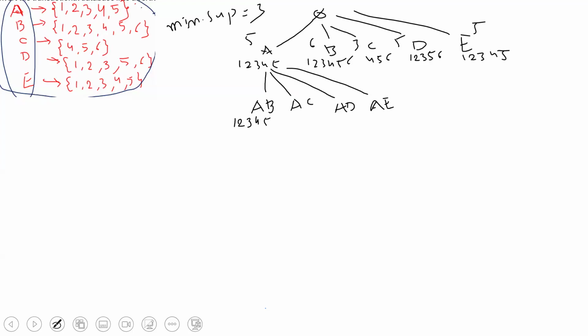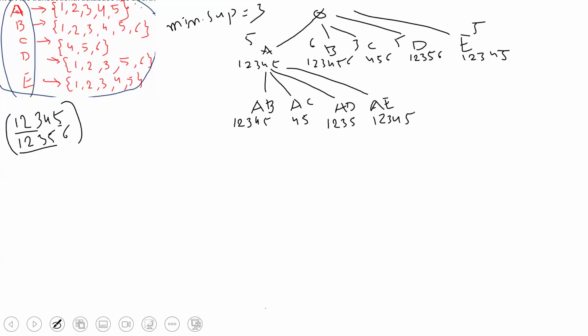What is the intersection of A and C? It is 4, 5. What is the intersection of A and D? A is 1, 2, 3, 4, 5, and D is 1, 2, 3, 5, 6. What is common in both of them? It is 1, 2, 3, 5. That is what intersection actually means. So that is AD. And what about AE? It is 1, 2, 3, 4, 5.